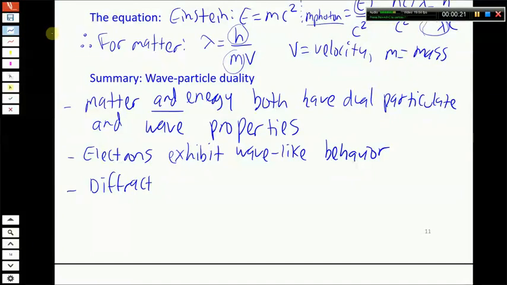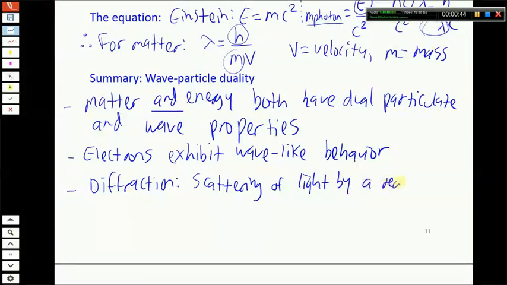Electrons do exhibit wave-like behavior, and one wave-like behavior that they exhibit is called diffraction. Diffraction was something that had been observed for light and other forms of electromagnetic radiation for a long time, but it also happens with beams of electrons. So diffraction is scattering of light by a regular array of points or lines.